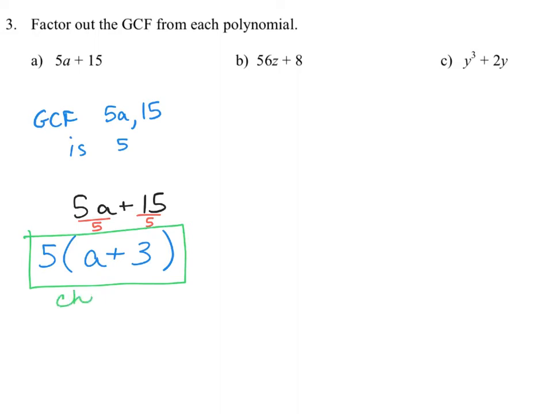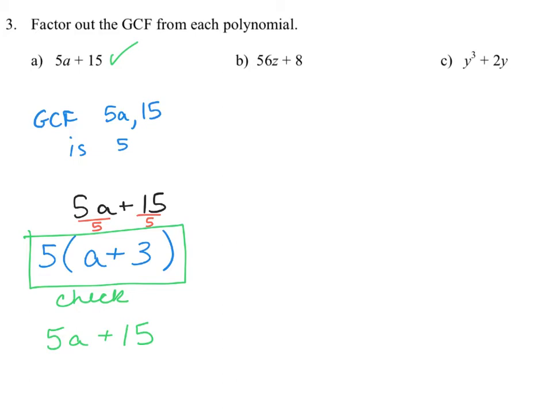Now with factoring, you can always check your work by using the distributive property. When you multiply 5 times each term in the parentheses, you get 5 times a, and 5 times 3 is 15. So 5a plus 15 is our check step, and notice that is exactly what we started off with. Let's look at example B.